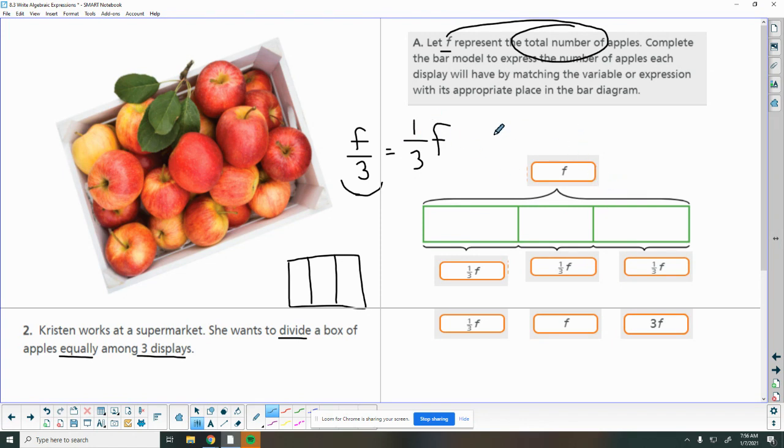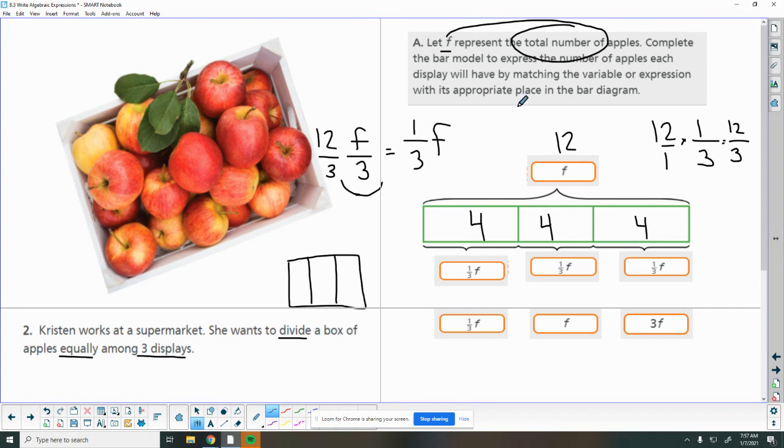So let's substitute a number in for F. So let's say we have 12 apples and we want a third of that. So 1/3 of 12. So 12 over 1. So 12 times 1 is 12. 1 times 3 is 3. 3 goes into 12 4 times. So if I had 12 apples and I put them in a display, there would be 4 apples in each display. Or I could take 12 apples and divide it by 3. I would still get 4.